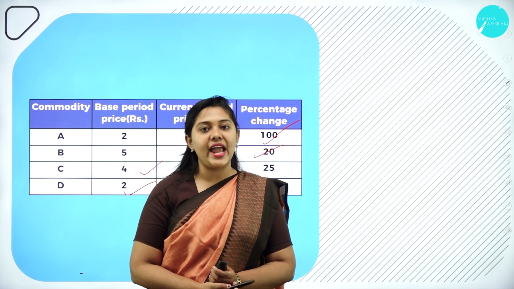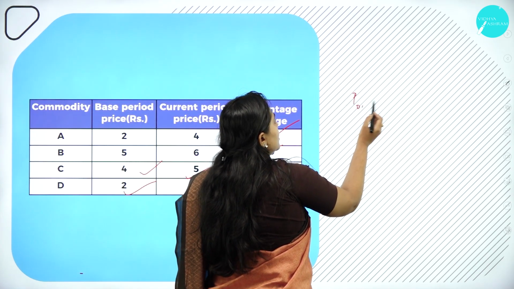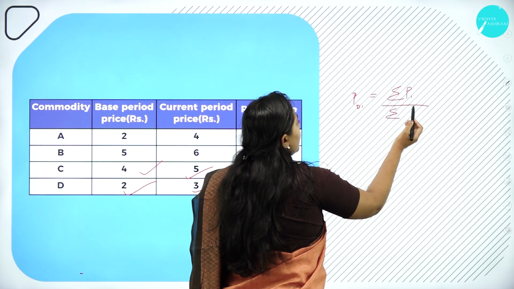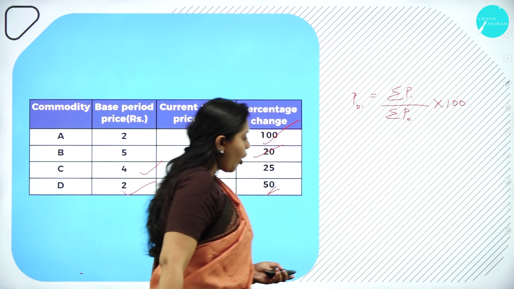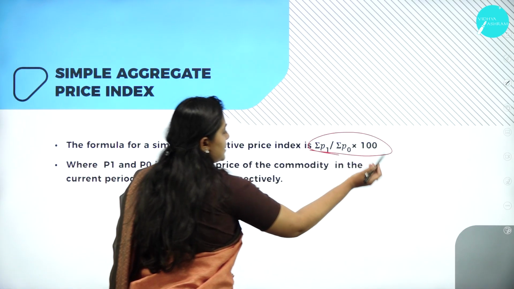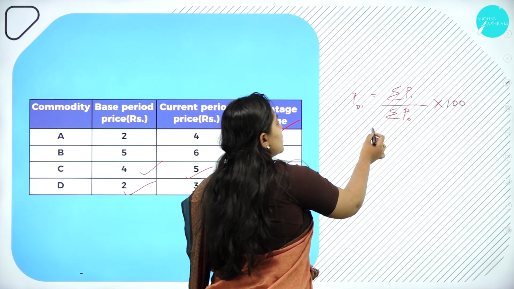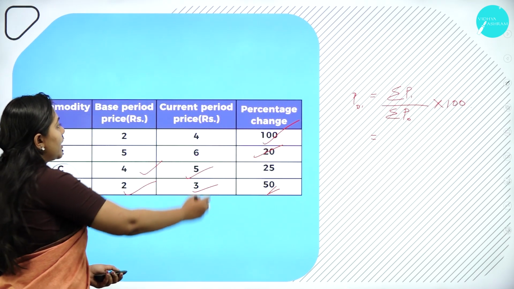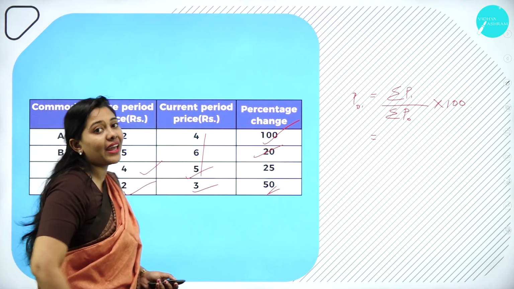So how do we calculate the price index by using the simple aggregate method? What is the formula? Price index number is equal to sigma P1 divided by sigma P0, into 100. That is the formula that we discussed in the previous slide. This is the formula of the simple aggregate method. What is P1? P1 is nothing but your current period price. And what is P0? It's nothing but the base period price.